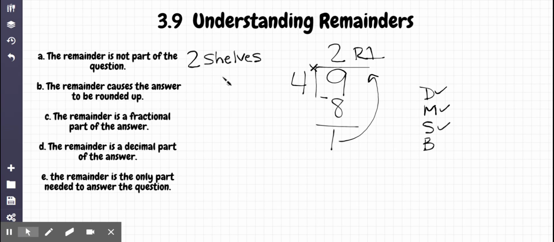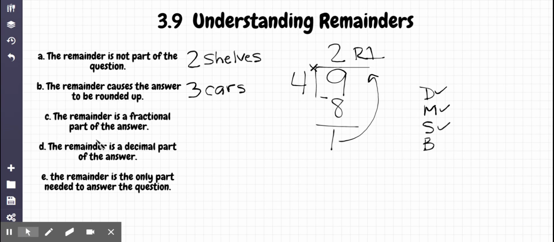For the second question, and I'm taking these from page 123 of our workbook, on B, there's a time when the remainder causes the answer to be rounded up. So let's say 9 students are going on a field trip, and parents have offered to drive. Each parent can drive 4 students, but they need to know how many cars they can get. Well, so far they have 2 cars, and 1 student is left not going on the field trip. Well, that's not very nice. So we have to add another car. So this 2 remainder 1 is going to cause it to round up to say that we will need 3 cars instead of the 2, because we want that student to go.